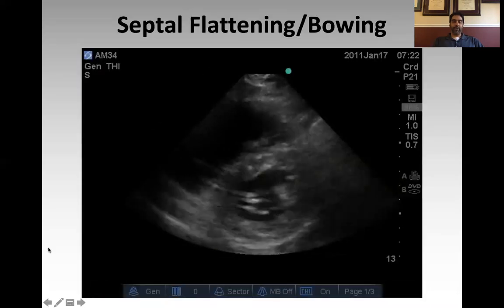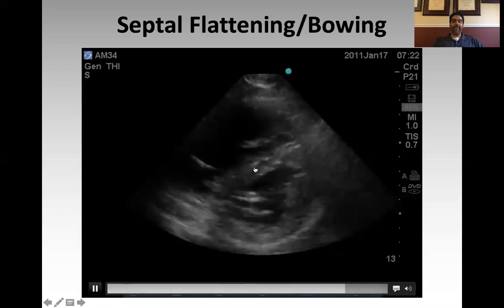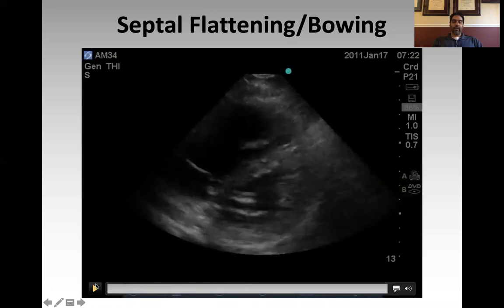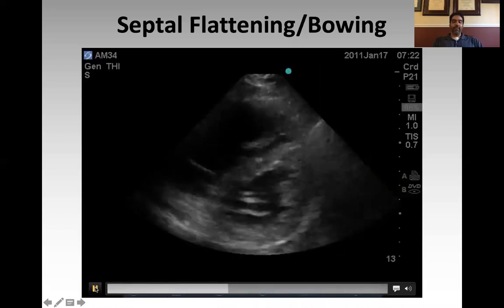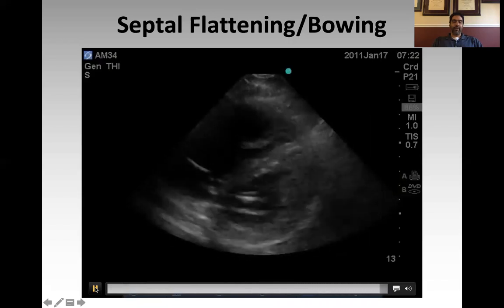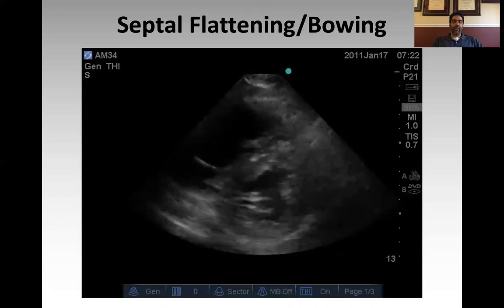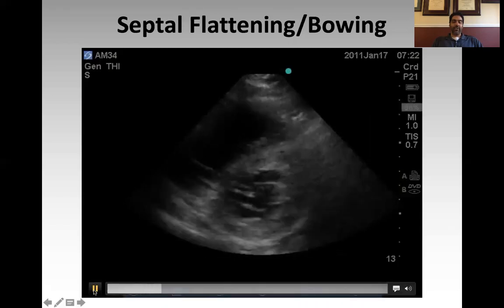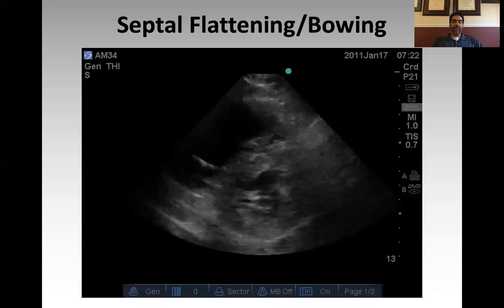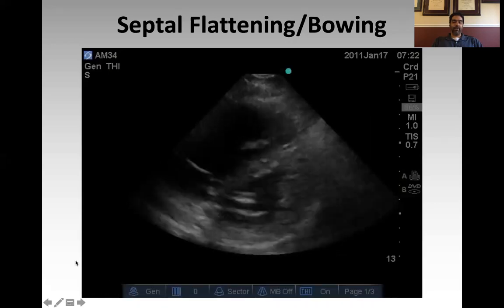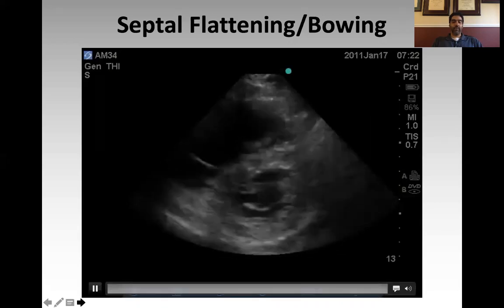Here's abnormal septal shape. You can see the septum is flat. And you can see that it's moving paradoxically. It's moving up towards the RV during systole and down into the LV in diastole. So this is both septal flattening and septal paradox, septal dyskinesis.